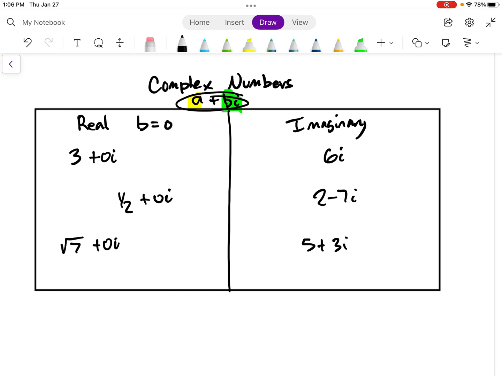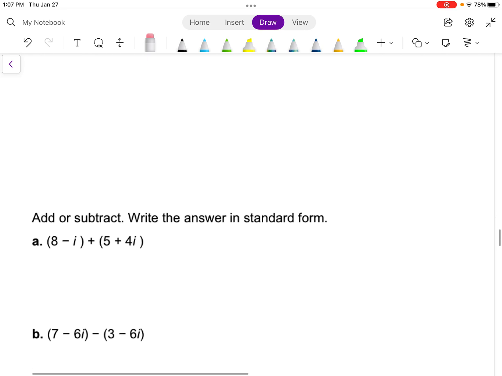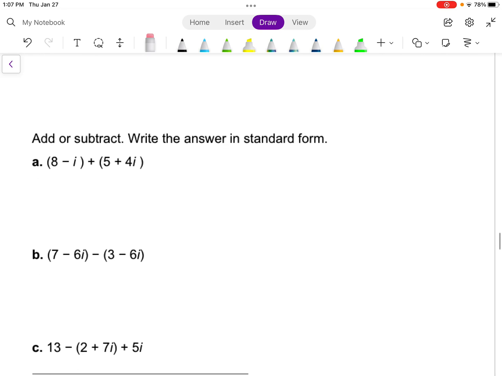In other words, there's no i. Imaginary numbers, the b does not equal 0. So long story short, what you have to understand is just this. If complex numbers include both real and imaginary numbers, real numbers don't have an i. The imaginary numbers do have an i, just to make it simple. So what we're going to do is add and subtract and multiply these complex numbers.